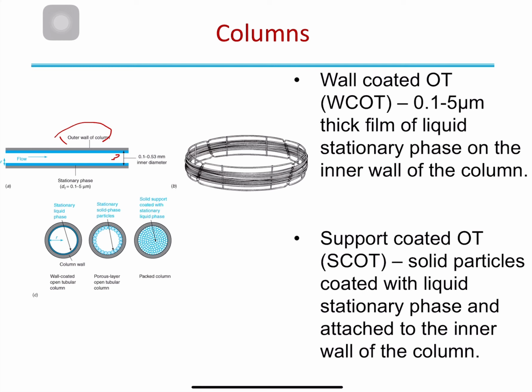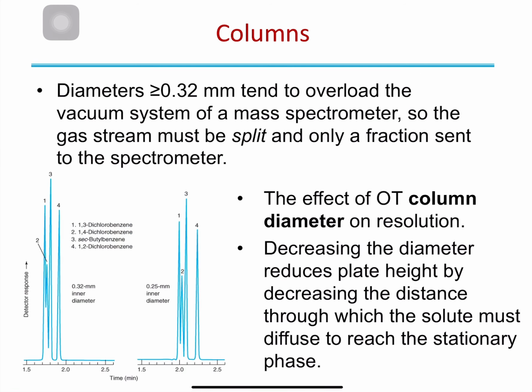And we have another type of open tubular column, which is called the support-coated open tubular column, or SCOT. In this type, there is also a liquid stationary phase, but this liquid is not directly attached to the walls of the column, but rather to a solid support. So you have a solid support, which is not your stationary phase in itself, but just a solid support attached to the walls, and then the liquid stationary phase is attached to that solid. So this is the support-coated open tubular column.